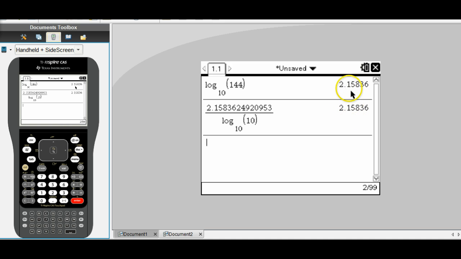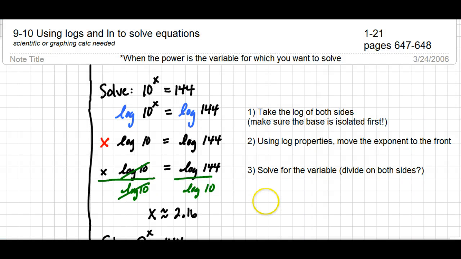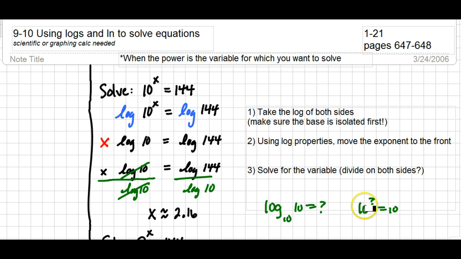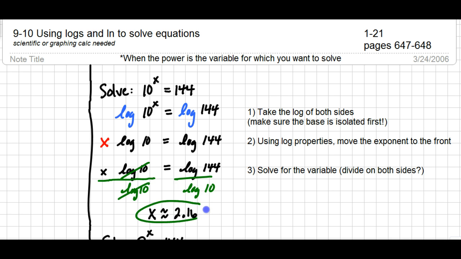Now notice that the answer here was the same. If you think about that for a second, if you're doing log base 10 of 10, let's write that down and see what we get. If we do log base 10 of 10 and we write that in exponential form, let's think about that for a second. Base 10 raised to an unknown power to equal 10, well, isn't that a 1? So we ended up just doing log of 144 divided by a 1 in this case, which is why we got about 2.16.